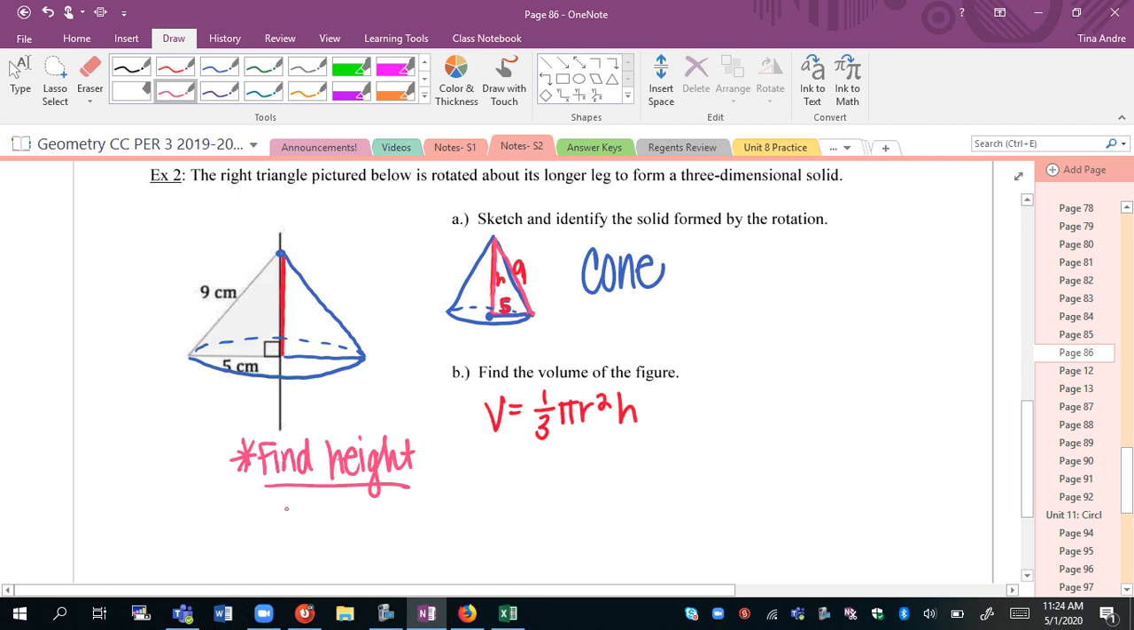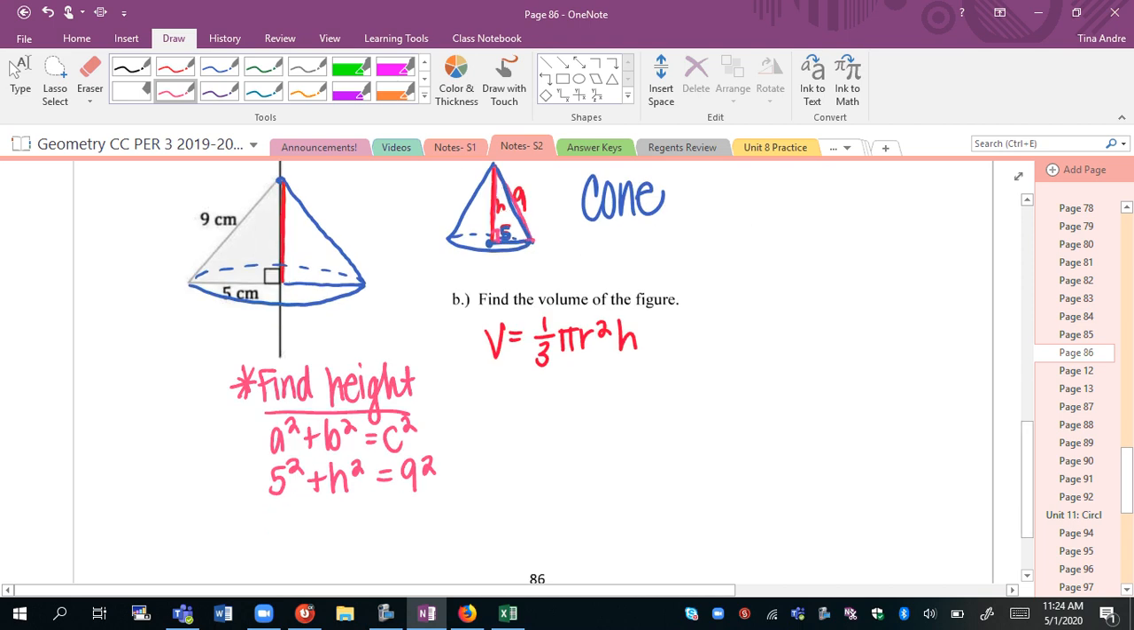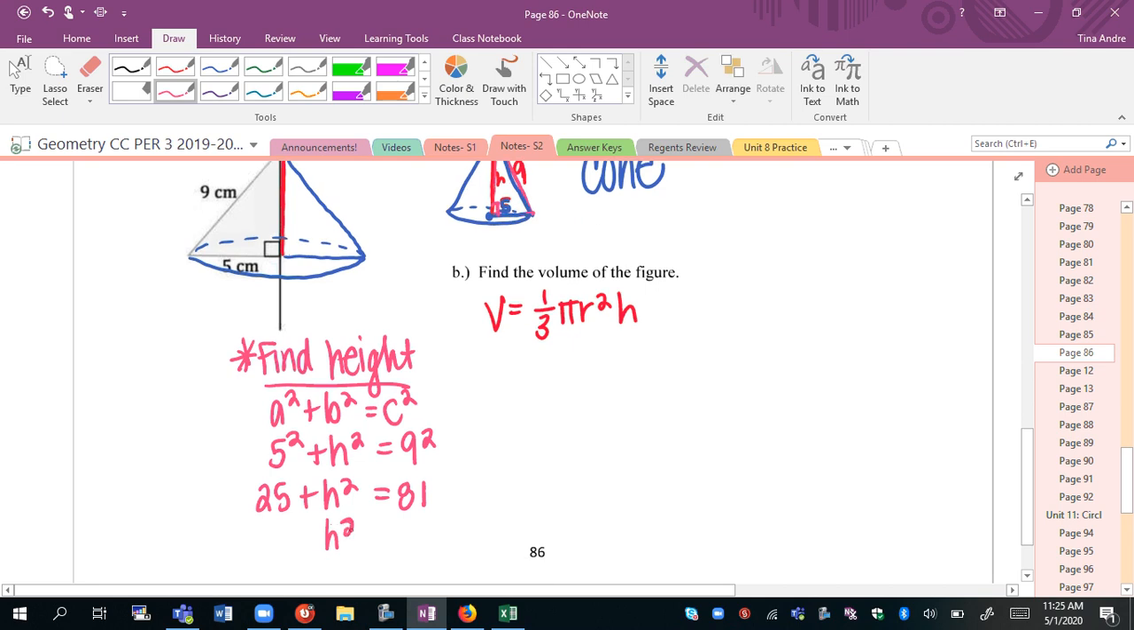So we're going to use Pythagorean Theorem. So I'm going to just write a squared plus b squared equals c squared. I'm going to put a right angle in there. So my 5 squared I'll call A. I'm going to put h squared as my B, and 9 squared is the hypotenuse squared. And we have 25 plus h squared. So now we're just going to go through and solve this. So we are going to subtract the 25. So h squared is equal to 56. We're going to square root both sides.